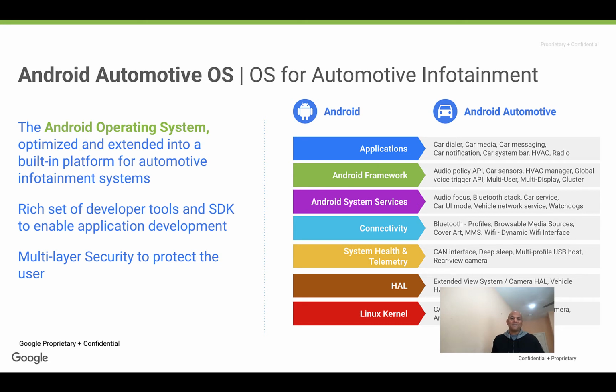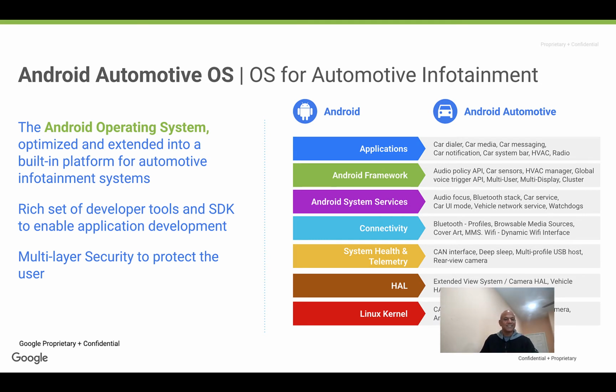Before we get started, a little bit of context on the Android Automotive OS, the operating system for automotive infotainment. We've extended the Android operating system, or the core Android as we call it, for automotive use cases. We've enhanced it, we've extended across the applications to the HAL tier, and we've optimized it to allow our partners to build automotive infotainment systems. And in the process, we've also expanded and provided a rich set of developer tools and SDK for application developers to enhance their mobile applications or introduce new applications for automotive use cases.